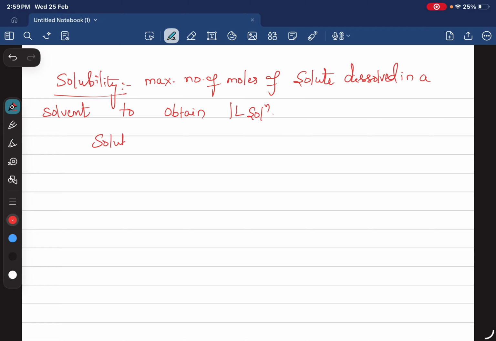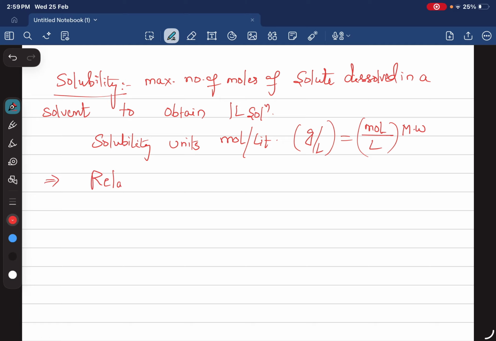So solubility units are generally mole per liter, sometimes gram per liter also they ask. If they ask in gram per liter, then what you have to do is multiply mole per liter by molecular mass, because mole into molecular mass is the mass of the salt which is given. So the relation between Ksp and solubility and ionic product also we can discuss. First we will complete these two. This is very important.